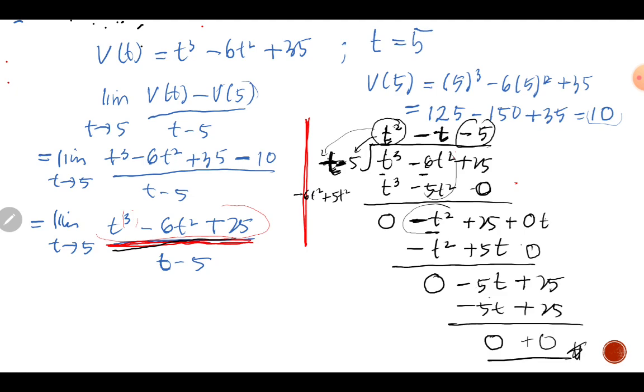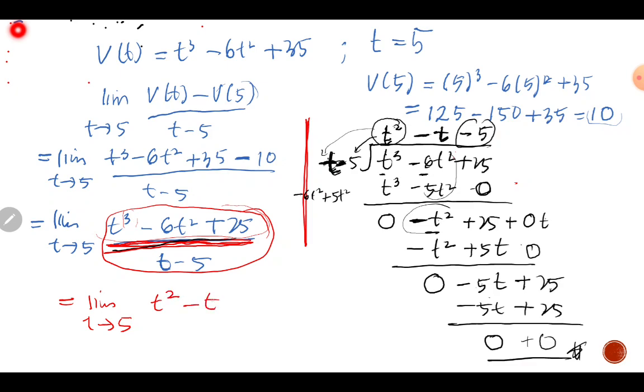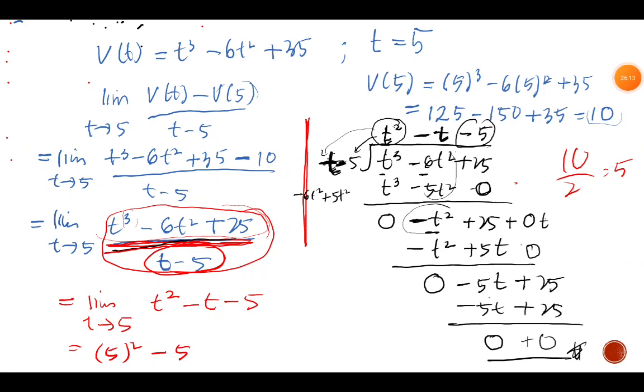So t cube minus 6t square plus 25 divided by t minus 5 is going to be equal to the limit as t approaches 5 of the quotient of these two functions, which is t square minus t minus 5. The t over 5 part is gone, just like 10 divided by 2 equals 5 earlier. Then we can directly substitute t equals 5. So we have 5 square minus 5 minus 5. So 25 minus 10, you get the answer equal to 15.